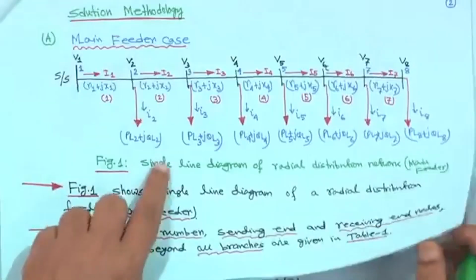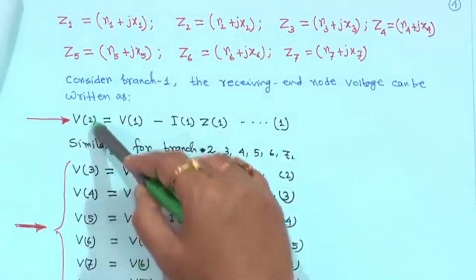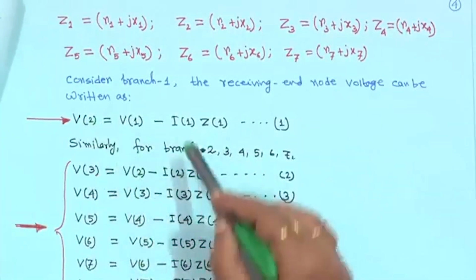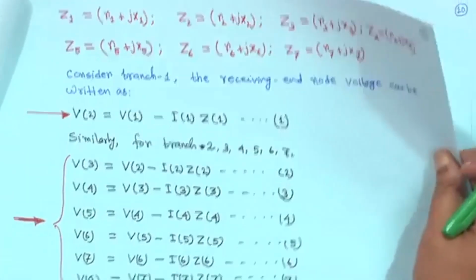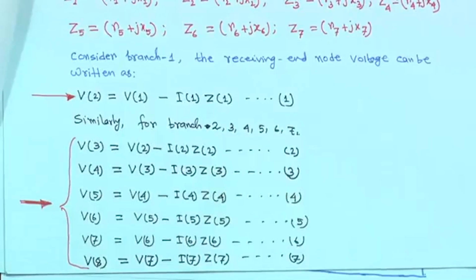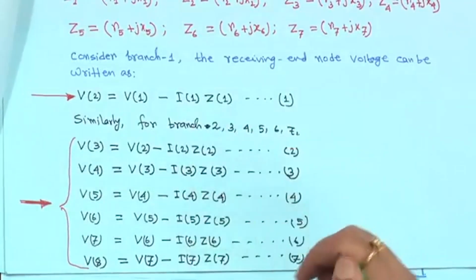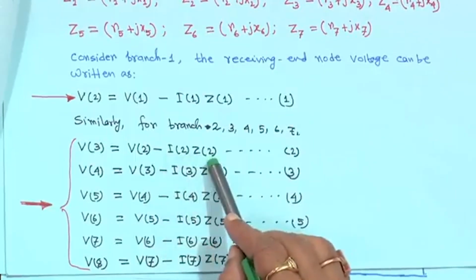Similarly, for branch 2 you can write V3 is equal to V2 minus I2 Z2. Here, because V2 is known, V2 will come here. We assume all of I1, I2, I3, I4, I5, I6 are known. How to compute the initial values of I will come later, but you assume they are known. Therefore, V3 is equal to V2 minus I2 Z2.